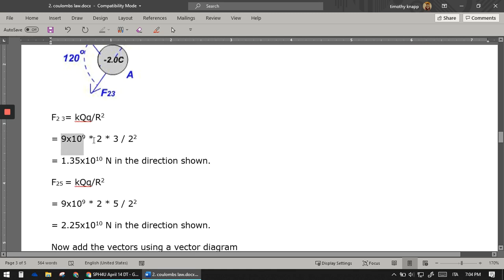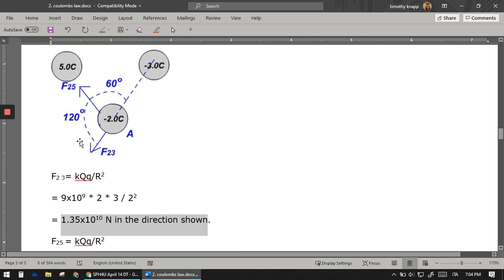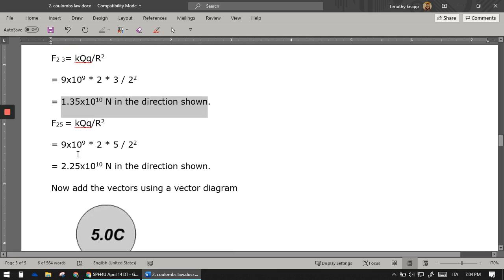So force 2/3 is kQ1Q2 over r squared. So here it is: 9 times 10 to the 9 times 2 times 3 over 2 squared. And this is going to be in the direction shown. So that's force 2/3, this one, pointed down this way. And then force 2/5 is calculated at 2.25 times 10 to the 10. Same calculations, but with a 5 rather than a 3, also in the direction shown.